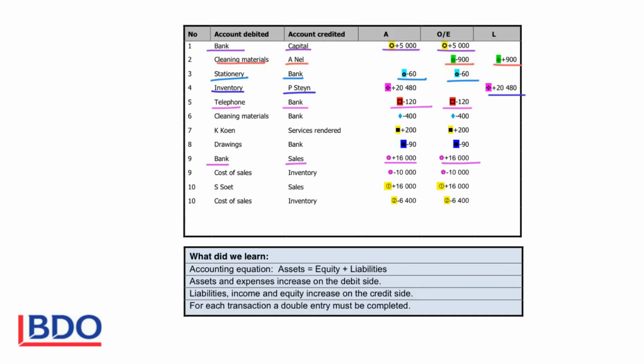The second entry will be for cost of sales. Cost of sales is an expense. Expenses increase on the debit side. I take it out of the inventory, so I've got less inventory. Inventory is an asset, so it means that my assets decrease. Cost of sales is the expense. Expenses decrease my profit. So when we do a sales transaction in the perpetual inventory system, we will have two double entries. The first one will be at the sales price, and the second one will be at the cost price.